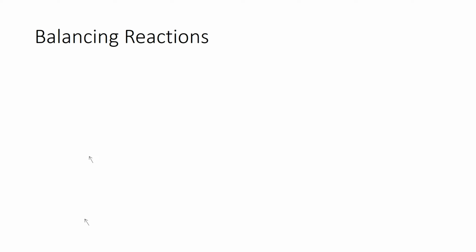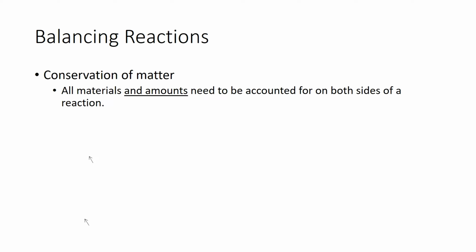So, balancing reactions. I know many of you know what this means because you've done it in your previous science classes. Of course, we're going to take it to the next level, but some of this information should not be new to some of you at least. We have the whole conservation of matter issue to deal with. We cannot create matter, nor can we just get rid of matter. So in our chemical equations, we need to account for where all the atoms came from and where they all go. Not just the materials, but also the amounts of those materials need to be accounted for. And I'm going to show you what that looks like.